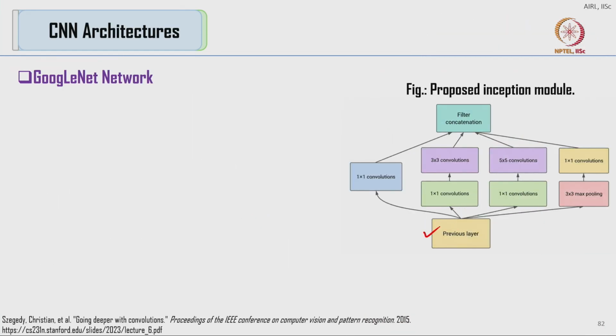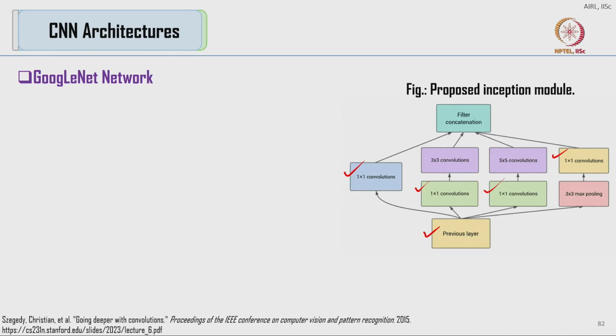So we have the previous layer, and from the previous layer we have 1 cross 1 convolution, which is similar to how it was in the vanilla inception module. When I say vanilla inception module, it is the inception module as it is, with no change. In the proposed one they have made their own changes, right. In GoogLeNet before the convolution operation a 1 cross 1 convolution was added, and after the max pooling operation also a 1 cross 1 convolution was added.